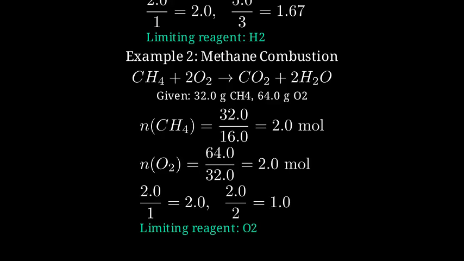Divide by coefficients. Methane. 2 over 1 equals 2. Oxygen. 2 over 2 equals 1. The smaller value is oxygen, so oxygen is the limiting reagent.